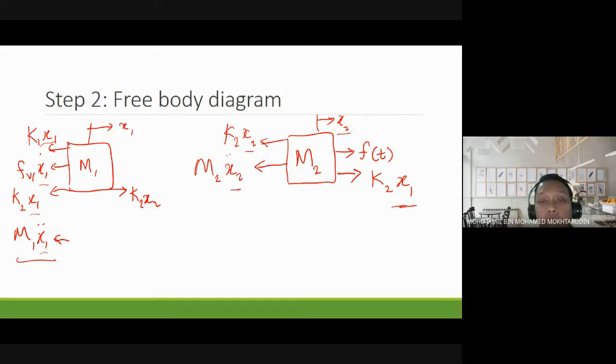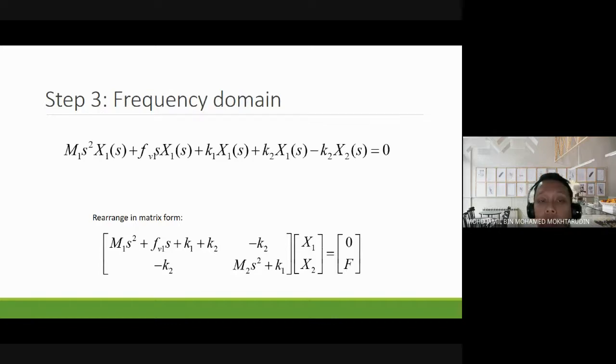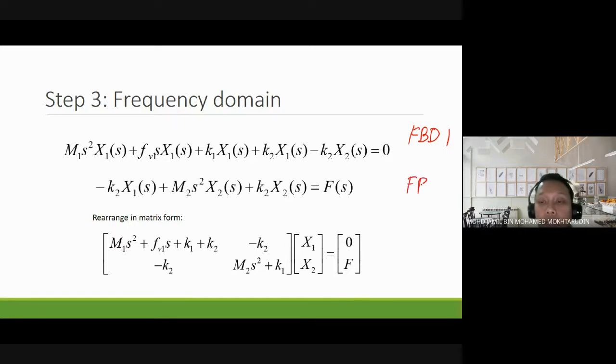So now we have two free body diagrams, meaning that we have two different equations. The first equation is from free body diagram 1, and the second equation is from free body diagram number 2. We need to solve these simultaneously. It is difficult to solve simultaneously using substitution, so you need to arrange them in matrix form. You need to separate x1 and x2: all x1 here and all x2 there. Separate them, and put all the input forces on the right hand side, so here F is on the right hand side.